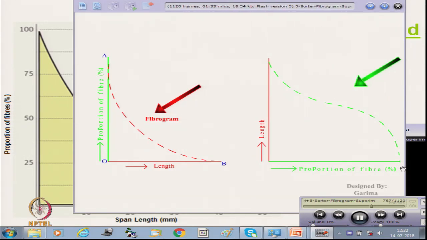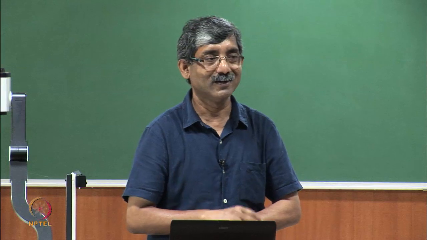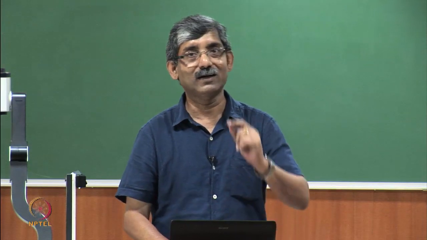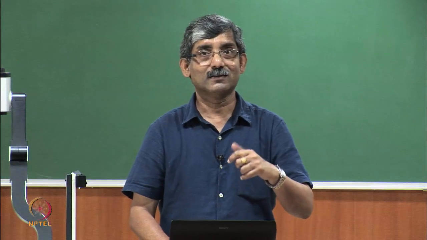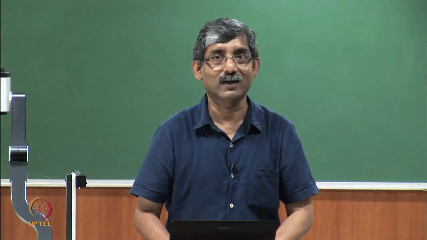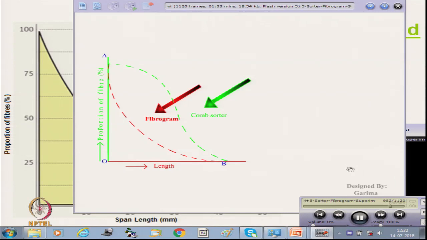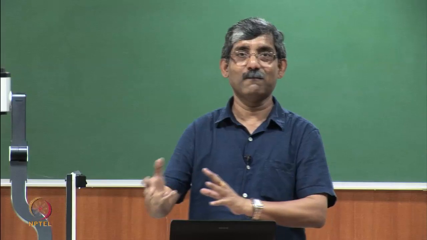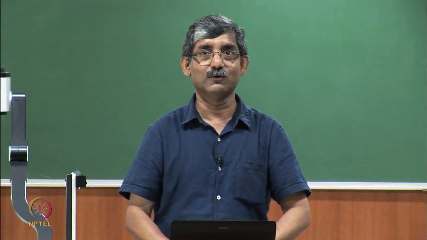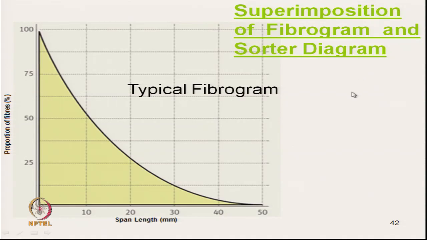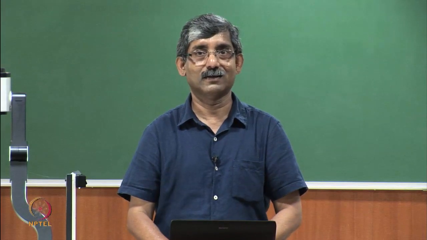Now, for the same fiber we are trying to superimpose them, just to get an idea about the difference between the fibrogram and the sorted diagram. Now try to see the superimposition. This is the sorted diagram, and this one is the fibrogram for the same fiber. So, there is no relationship. We cannot get the same parameters from both. These are totally separate. We should not get confused. We will continue with this segment in the next class. Till then, thank you.